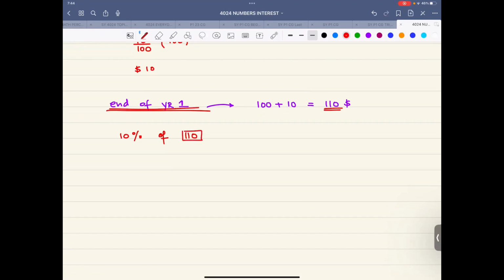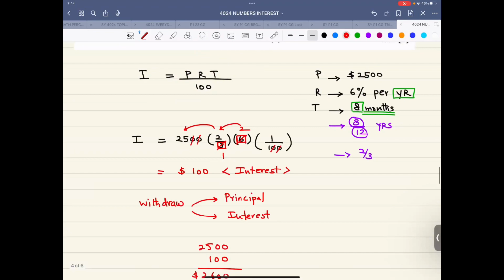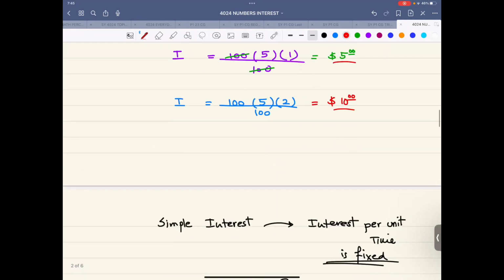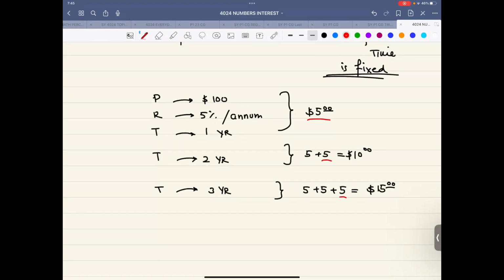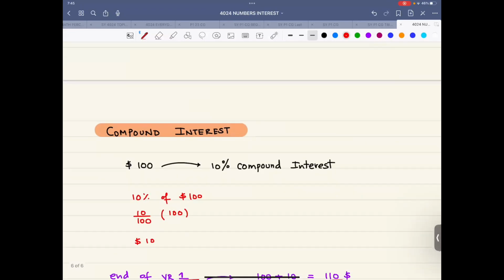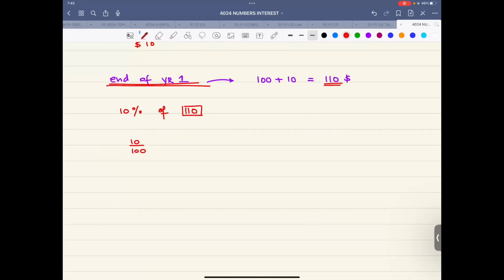Now this is different from simple interest. Why? Because in simple interest, this value was fixed. That was $5, $5, and so on. $5 each year, that was fixed. But over here, this value will change. So 10% of 110 comes out to be $11. Therefore, at the end of year 2, the person will have $110 plus $11, which is $121 in the bank.